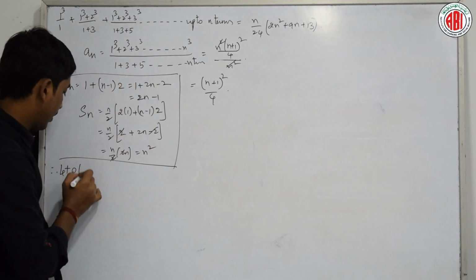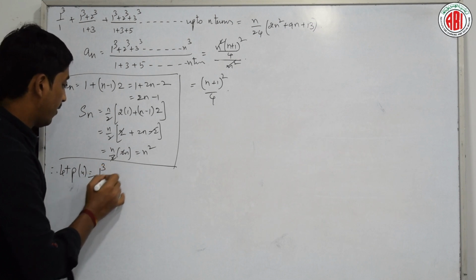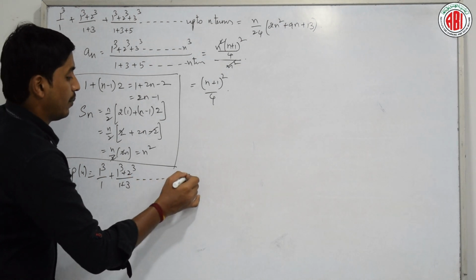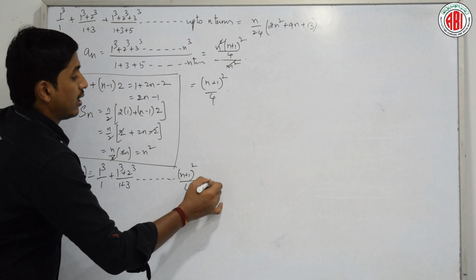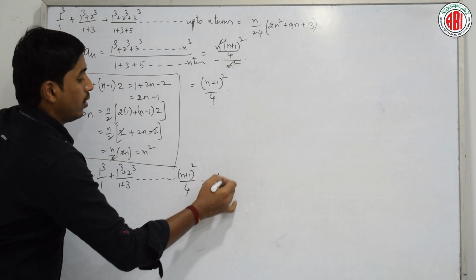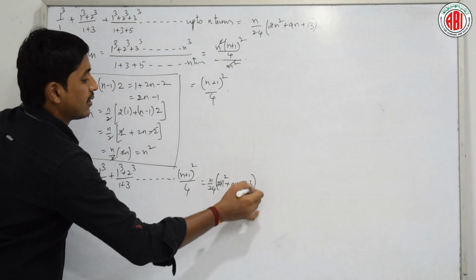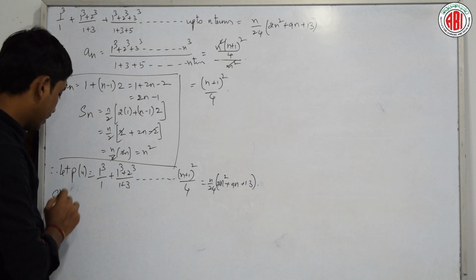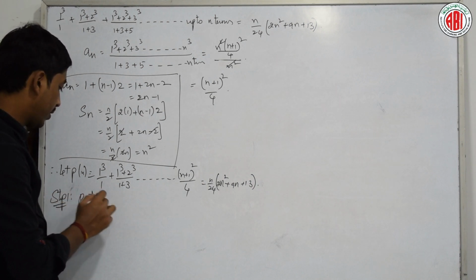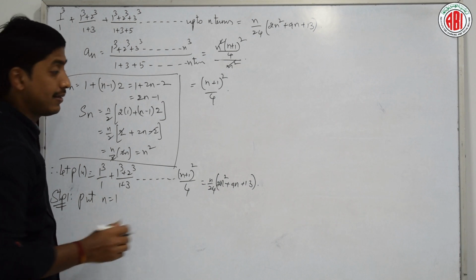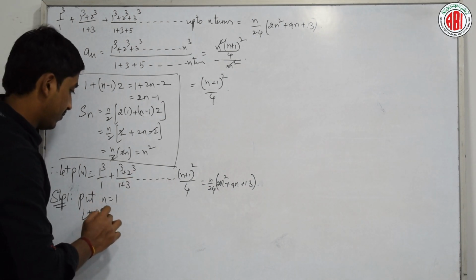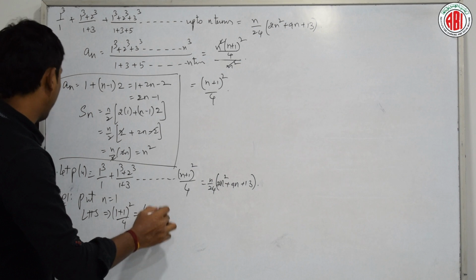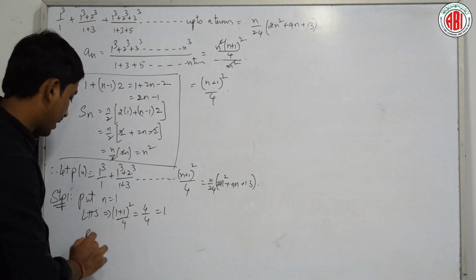Therefore, let P of n be 1 cube by 1 plus 1 cube plus 2 cube by 1 plus 3 and so on up to n plus 1 whole square by 4, that is equal to n by 24 into 2n square plus 9n plus 13. Okay. Now what is the next step? Step 1 will be to put n is equal to 1. Let us substitute it here. LHS will be 1 plus 1 whole square by 4, that is 2 square is 4 by 4, that is equal to 1. What about RHS?